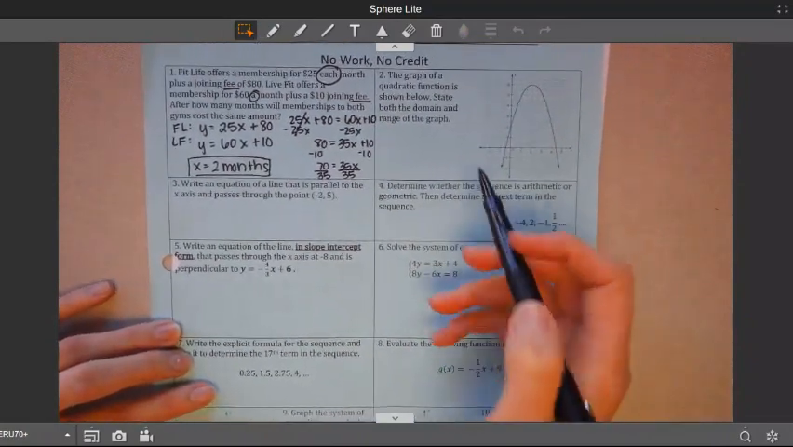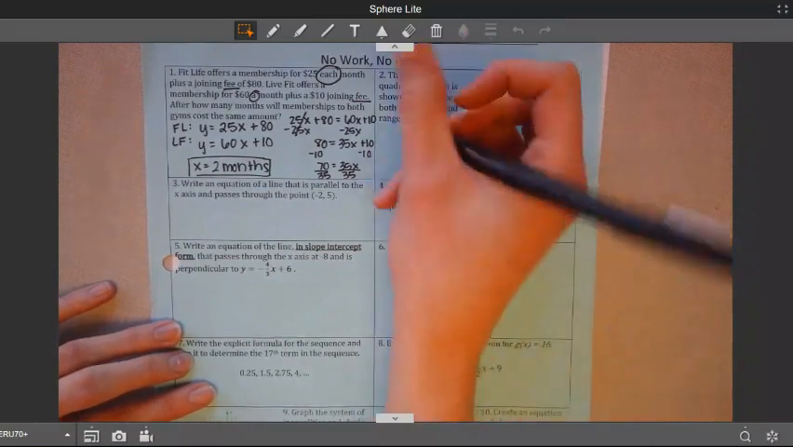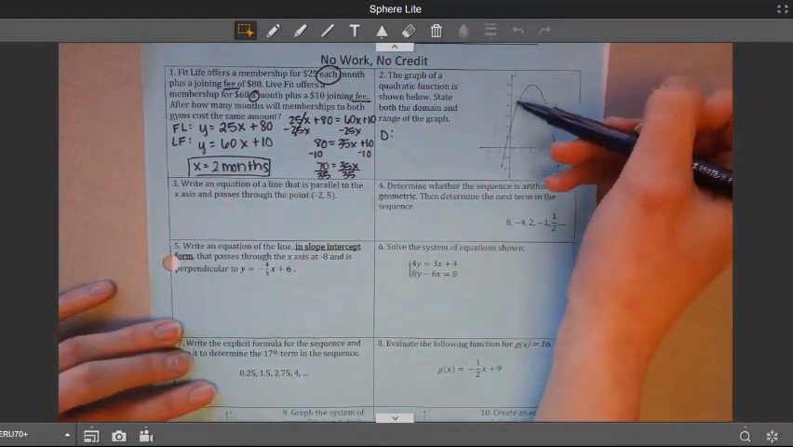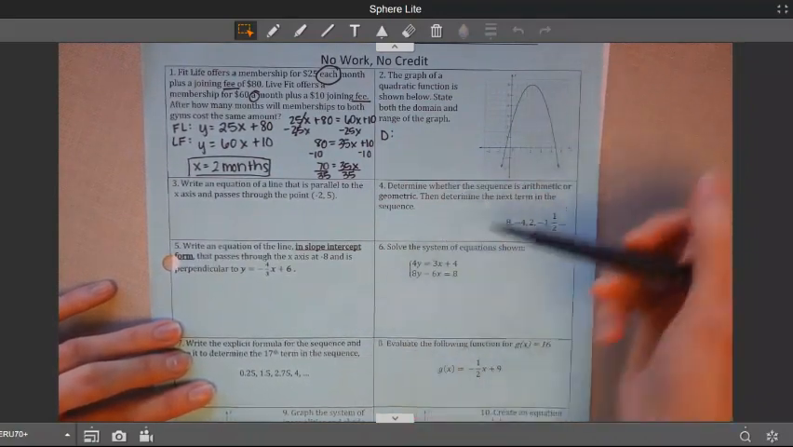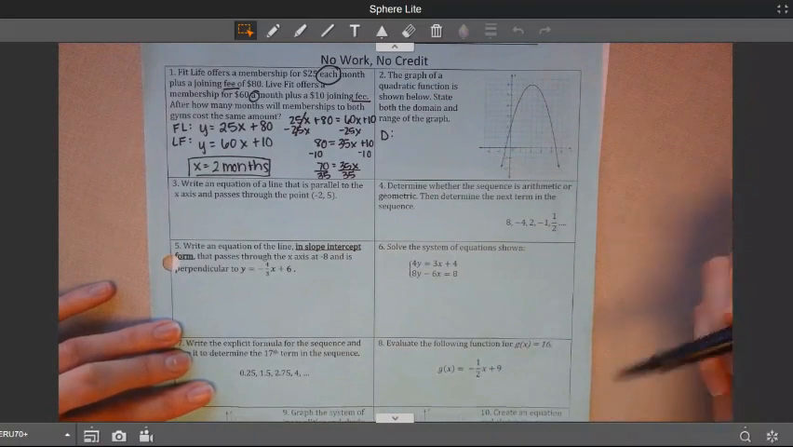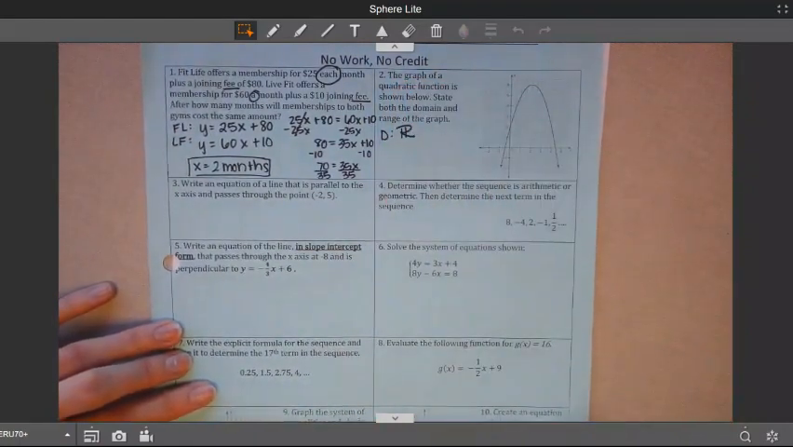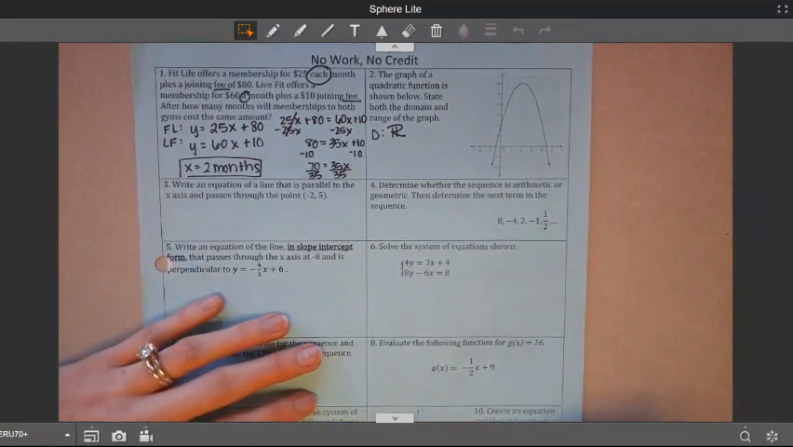The graph of the quadratic function is shown below. State both the domain and range of the graph. Okay, domain is always talking about the x values. So if I look at this graph, it's going to go forever to the left. If I keep extending, it'll just keep going out to the left. And it will always keep going out to the right because of those arrows. So the domain is all reals. That is the symbol for all reals. Or negative infinity to positive infinity.